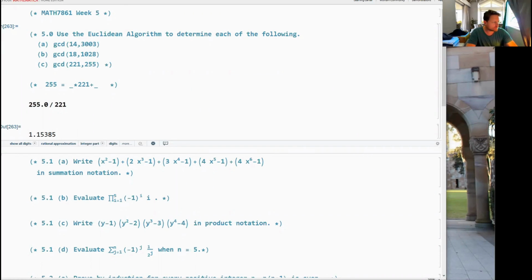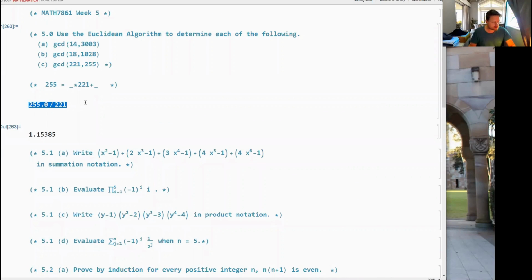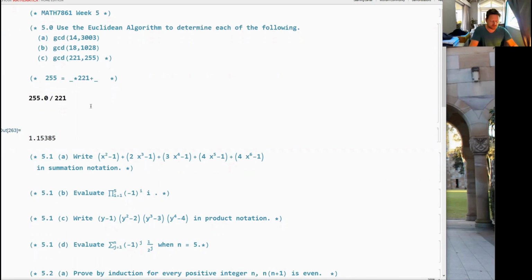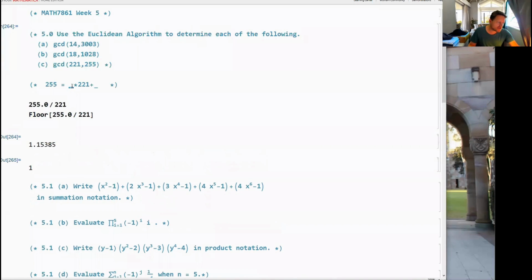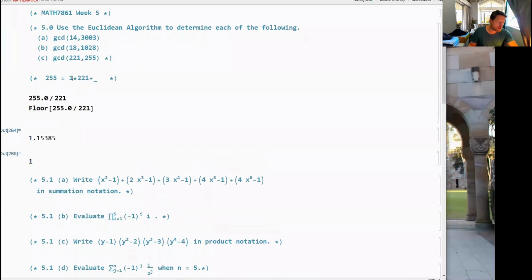So in other words, the floor of this. And I can do the same thing with this built-in floor function, which I don't know if you have on your calculator, but it just takes the greatest integer less than or equal to the number. Anyway, so this is the number 1, and we just place it right there.